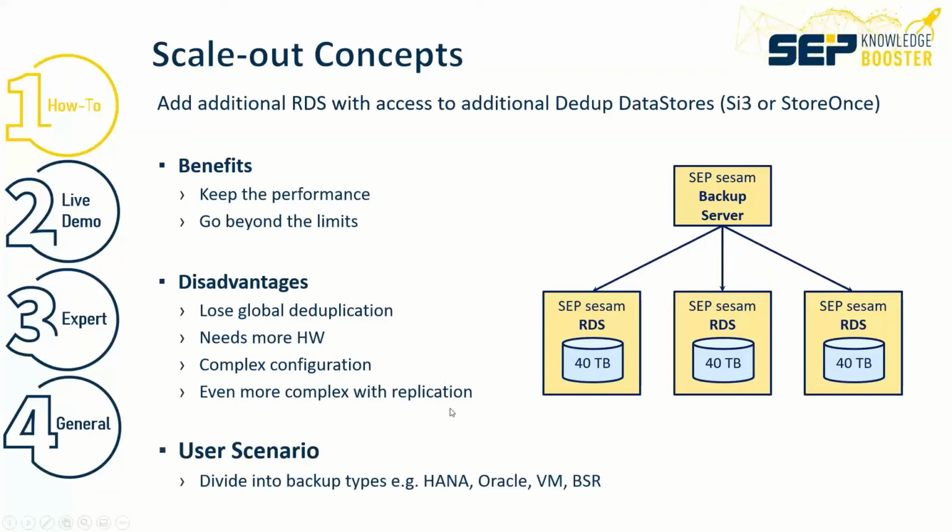However, it could make sense if you divide your backup data regarding the backup type. You could have one storage, one RDS and one dedup store for your SAP HANA data. You could have another one for Oracle. You could have another one for BSR or virtual machines, because these kinds of data are so different that they have only a few common deduplication. So you do not lose a lot of global deduplication if you divide it by backup types of data. Just keep this in mind to optimize your dedup concepts a little bit.